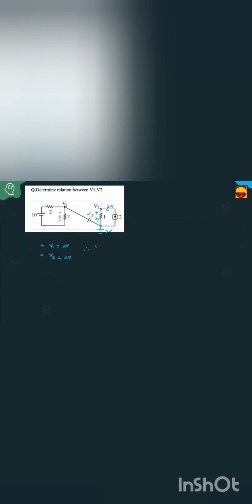Then what is the relation between V1 and V2? V1 minus V2 equal to 0. Then V1 equal to V2. This is the relation between V1 and V2. Clear? I have taken this as ground.